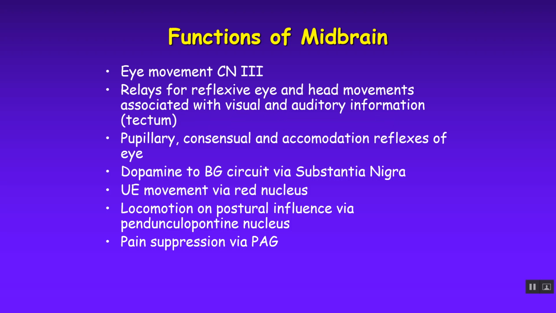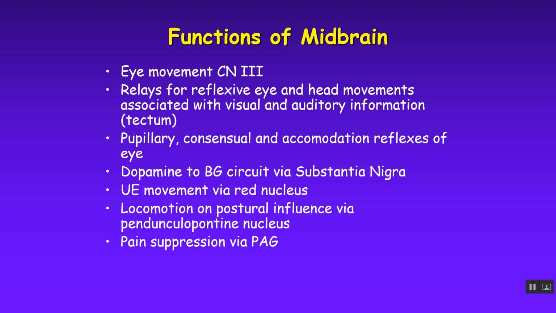Eye movement, your oculomotor nucleus, cranial nerve number 3, is there. The relays for reflexive eye and head movements associated with visual and auditory information, because you have the tectum there, that's the superior and inferior colliculi that make that up. Your pupillary, consensual, and accommodation reflexes are regulated at the midbrain level. Dopamine for the basal ganglia circuit to the substantia nigra. Upper extremity movement via the red nucleus.